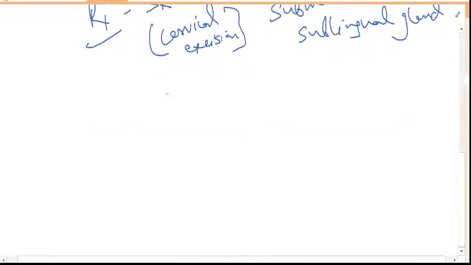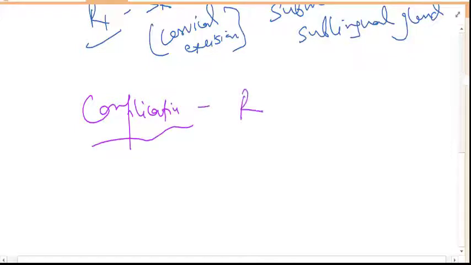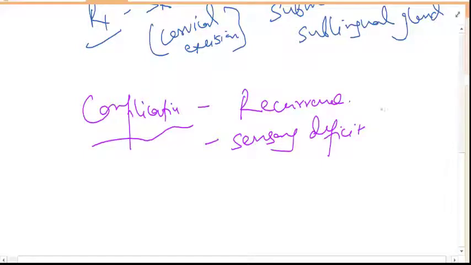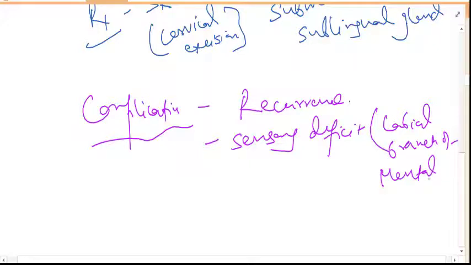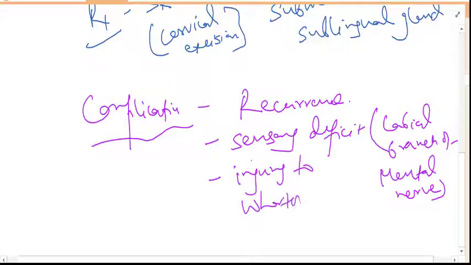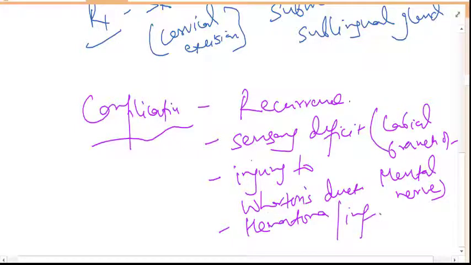Now the complications which can occur in ranula surgery: recurrence is one complication. Sensory deficit occurs because of damage to the labial branch of the mental nerve. The labial branch of the mental nerve can get damaged, so that can lead to sensory deficit. Injury or damage to Wharton's duct. Wharton's, we know, is the submandibular duct. Then hematoma and infection are other complications.